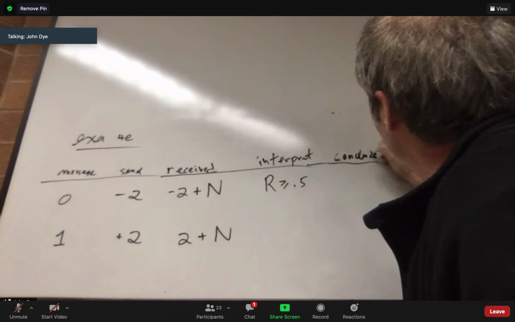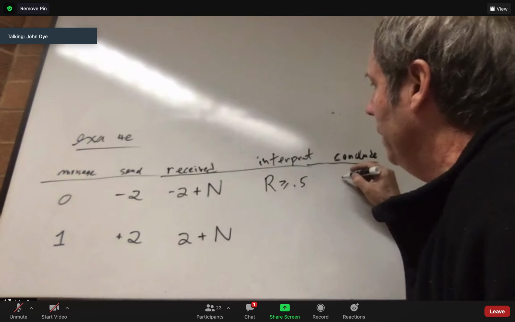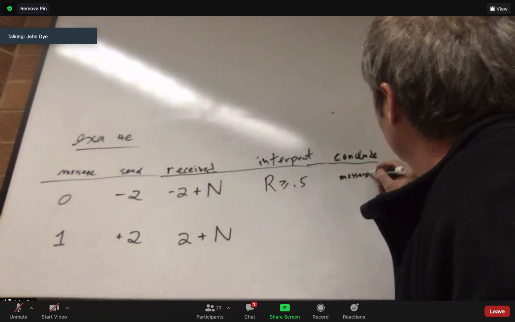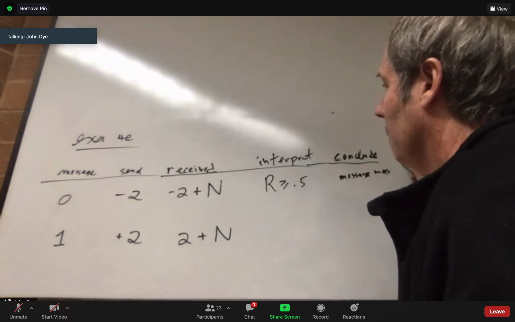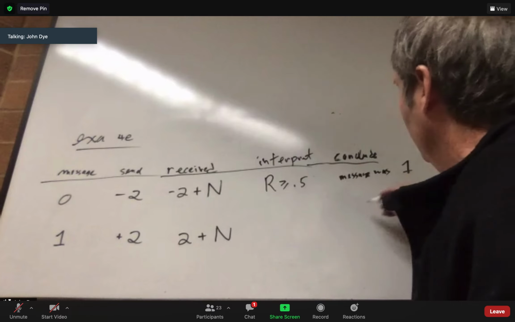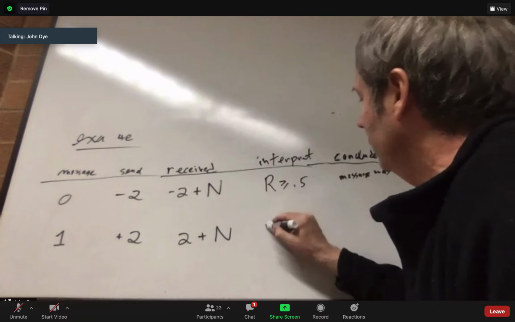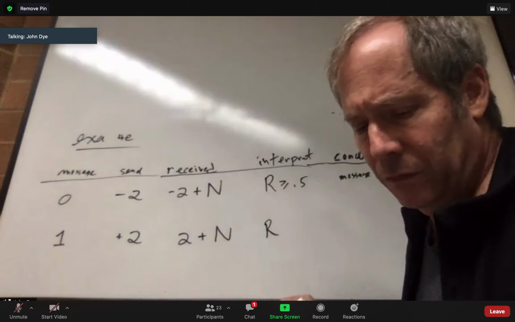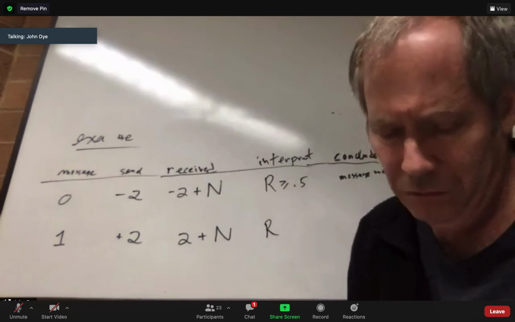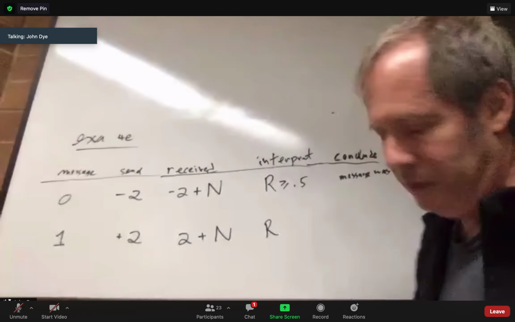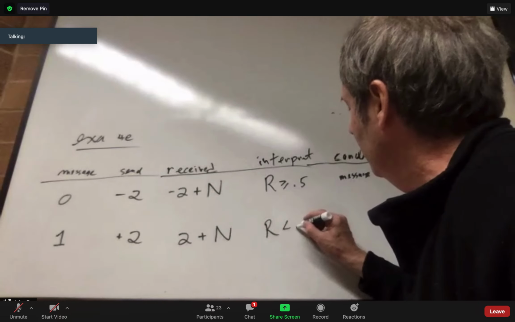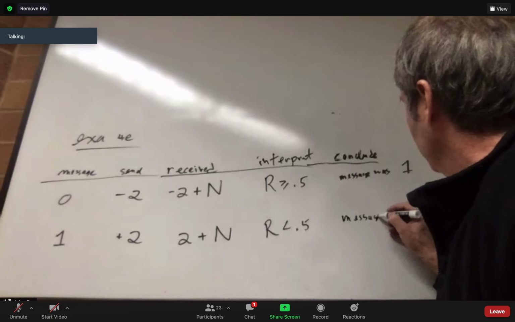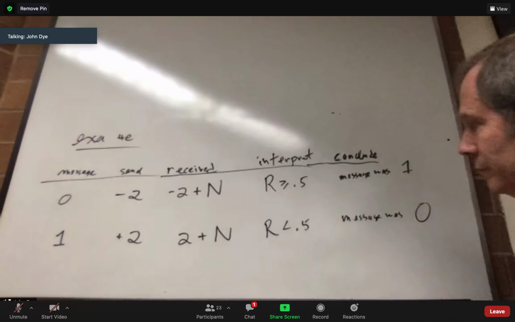Conclusion. This is what you conclude: that the original message was 1, which is an error. And if R is less than 0.5, then we're going to conclude the message was 0.